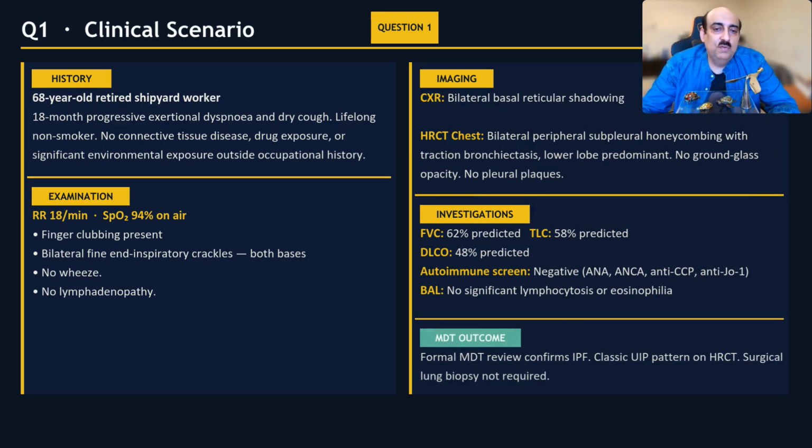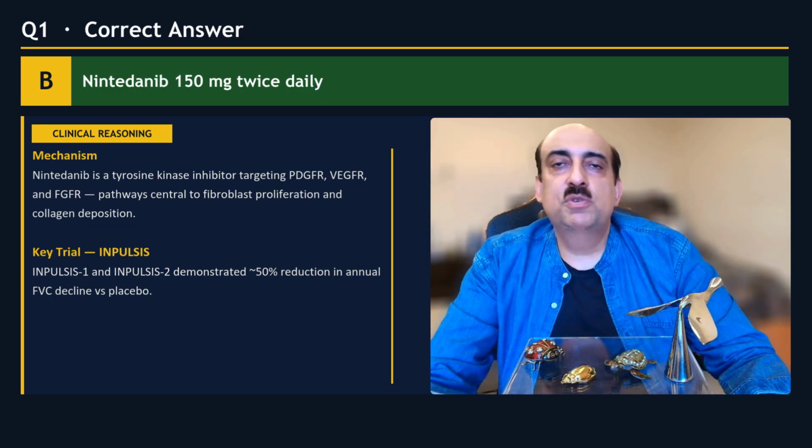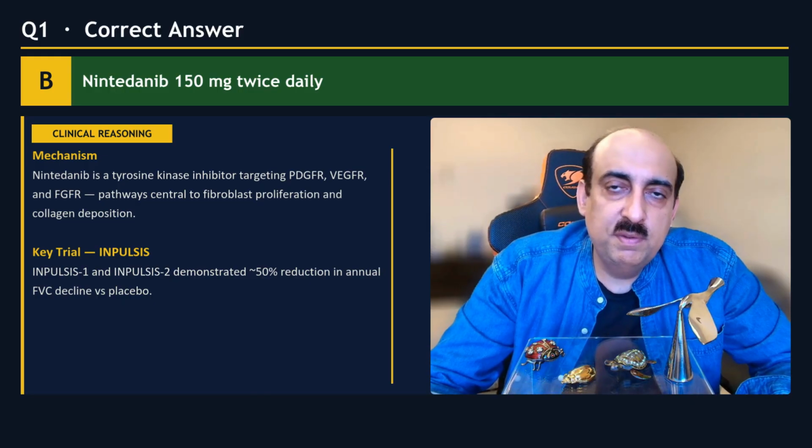Now, before we go to the answer, it's a two-part question. First, you need to understand the diagnosis, then you will be able to understand about the next steps in management. So the final MDT outcome for this patient is that he has got a confirmed idiopathic pulmonary fibrosis because it is classic UIP pattern on the HRCT, the usual interstitial pneumonia, and surgical lung biopsy hence is not required. So the correct answer is option B, Nintedanib 150 milligrams twice a day.